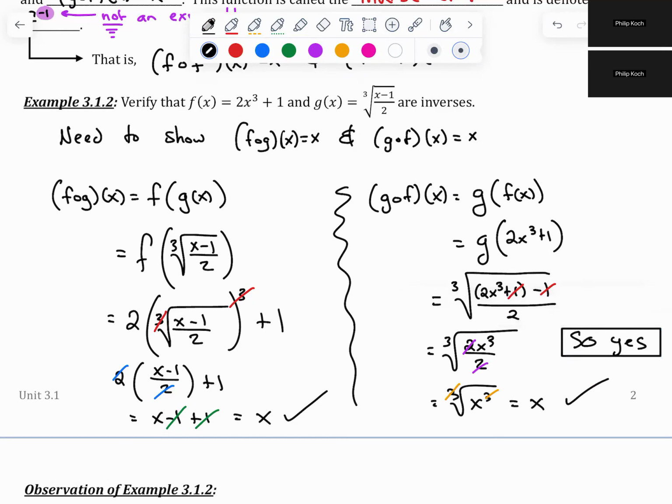If we don't get back x when we compose one or the other, it's not enough to check one, you need to check both because function composition is not commutative. F composed with g isn't necessarily equal to g composed with f. But we did find that these things were inverses of each other. And that's great. That's fine and dandy, Phil. But how do I find them? How do I find an inverse function?